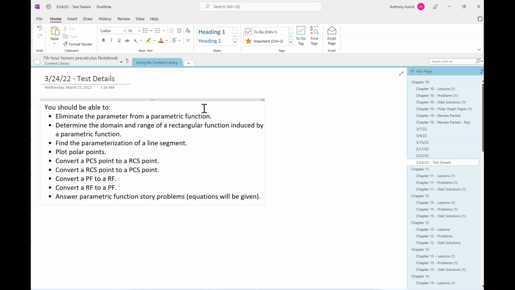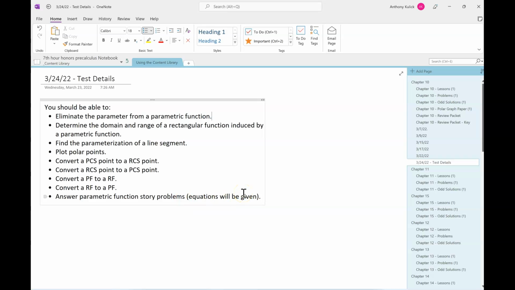Sneezies. All right. For the test, you should be able to eliminate the parameter from a parametric function, determine the domain and range of a rectangular function induced by a parametric function, find the parameterization of a line segment, plot polar points, convert polar points to rectangular points, and vice versa, convert polar functions to rectangular functions, and vice versa, and then answer parametric function story problems.